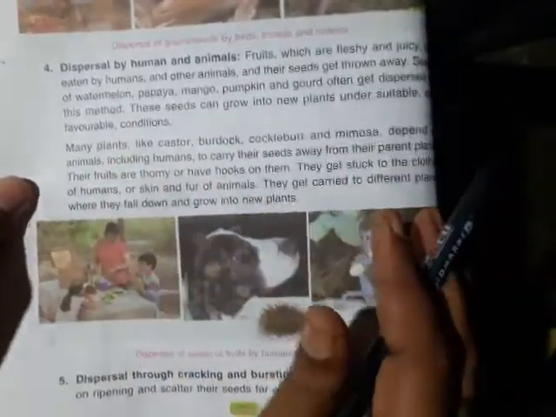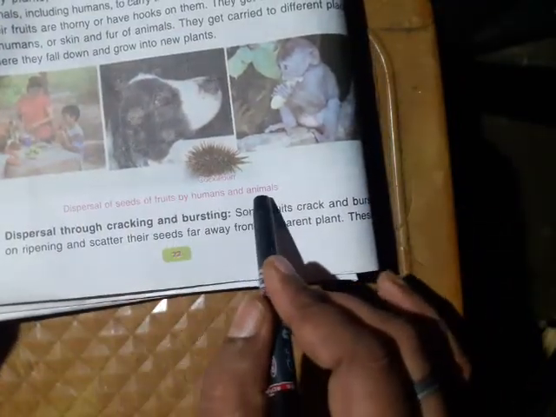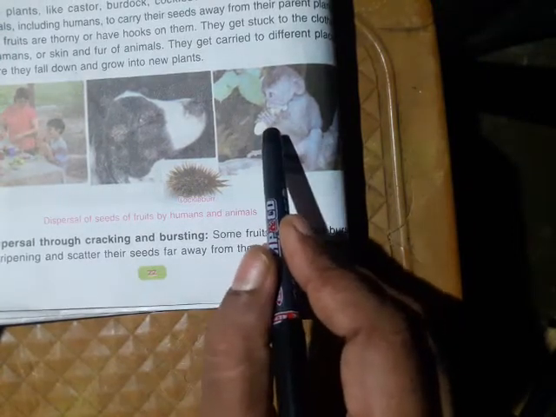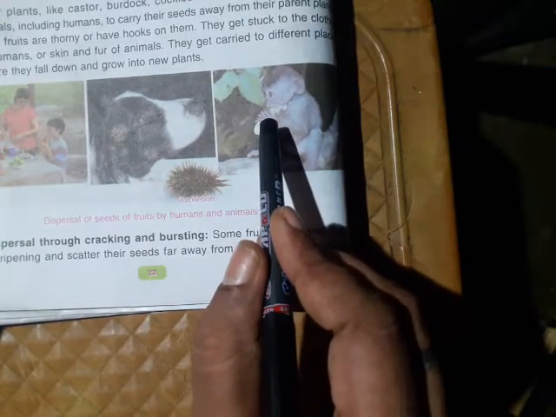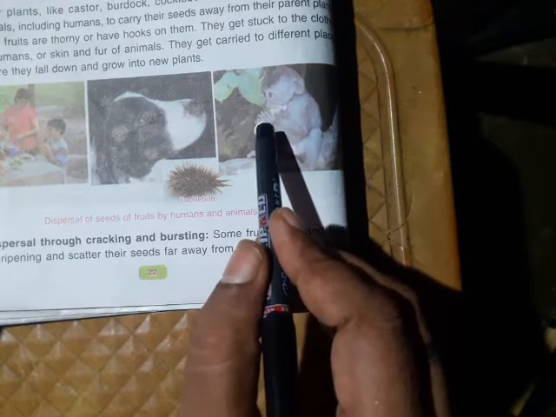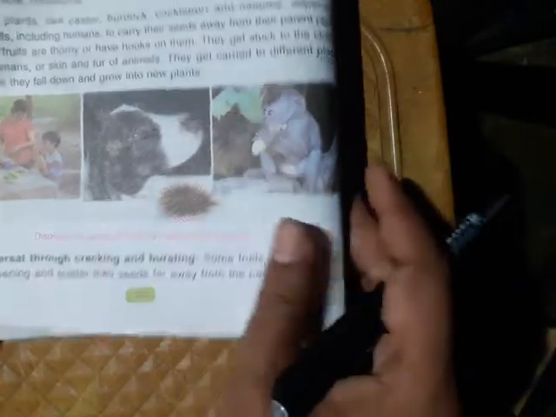Dispersal by humans and animals. Dispersal of seed of fruits by humans and animals. Here you are seeing monkeys eating something. They will not eat the seed and will leave it, and this seed will fall onto the ground where it will germinate. Okay.